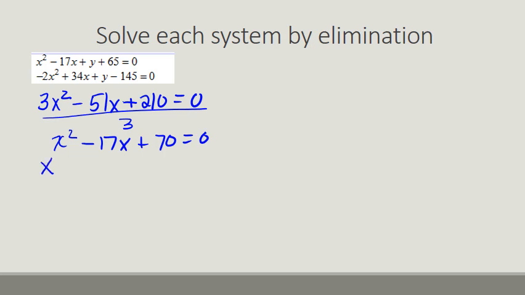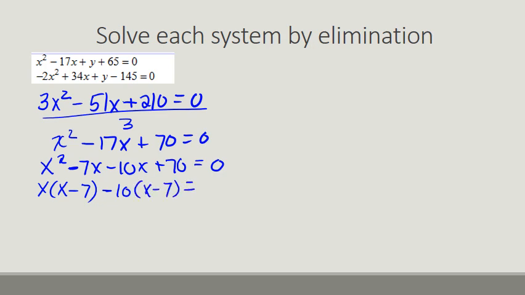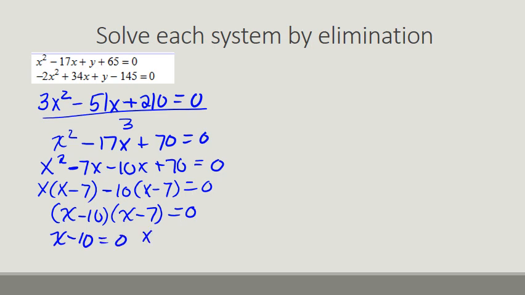So I'm going to factor it so that I get x squared minus 7x minus 10x plus 70 equals 0. And then I'm going to pull out an x, so I get x minus 7. Pull out a negative 10, I get x minus 7 again. So my factors are x minus 10, x minus 7 equals 0. If I set those equal to 0, x is going to be equal to 10, and x is going to be equal to 7.